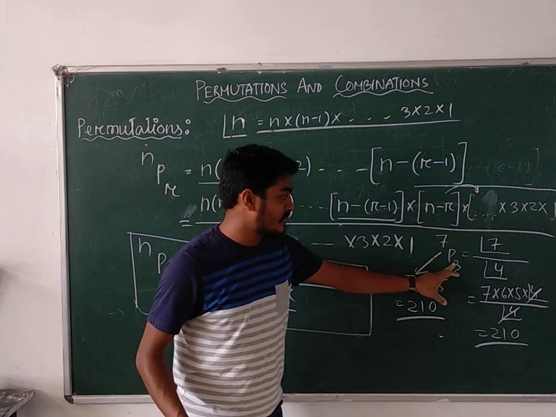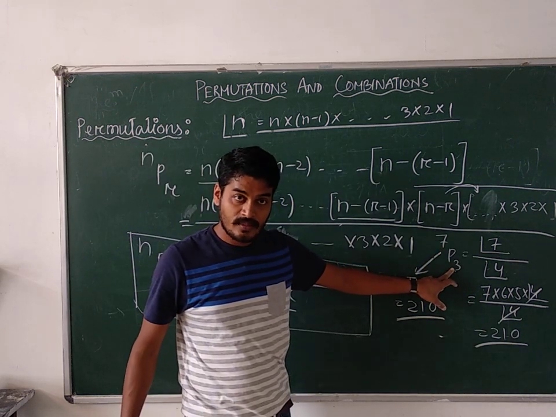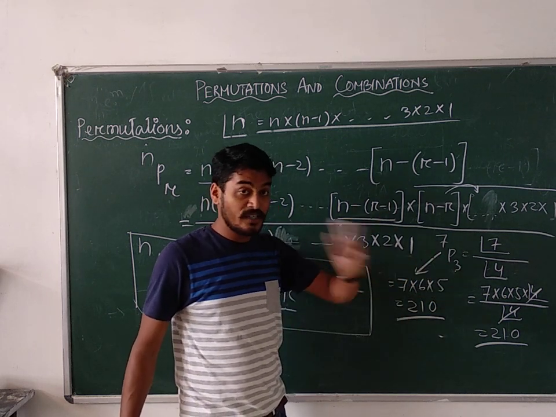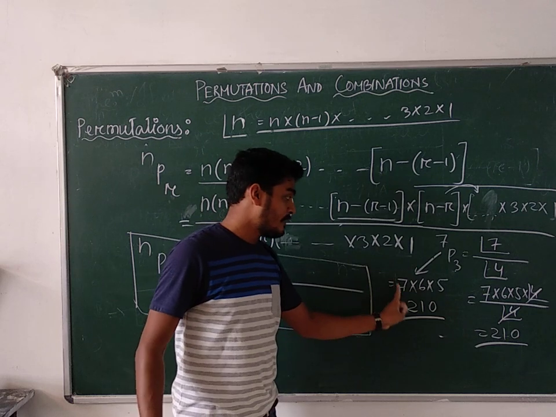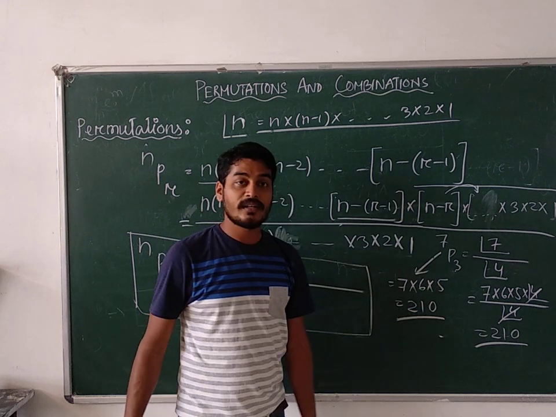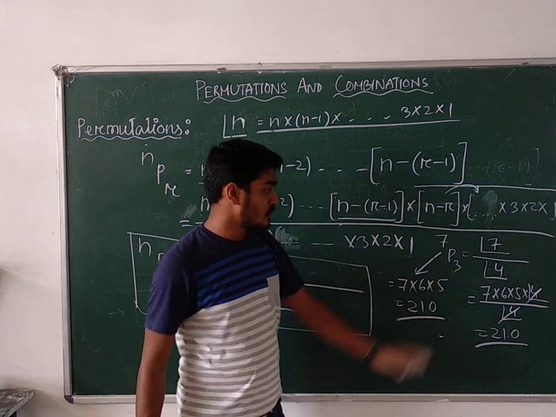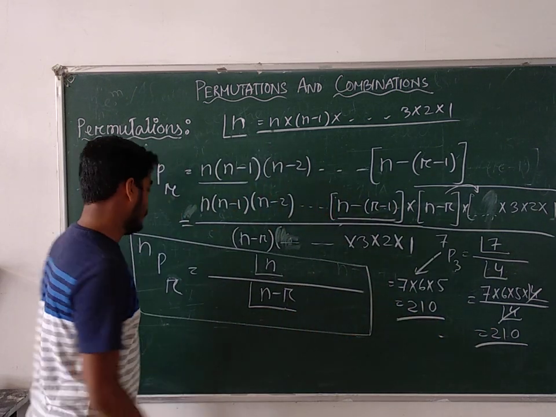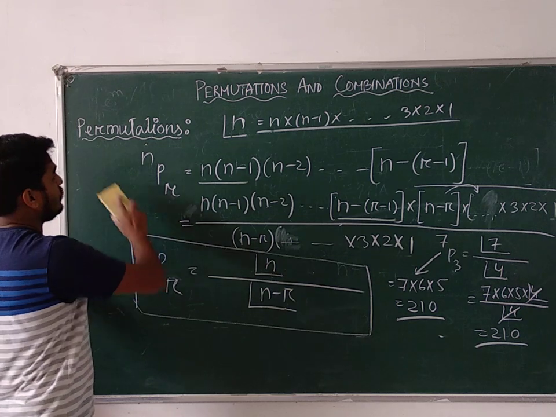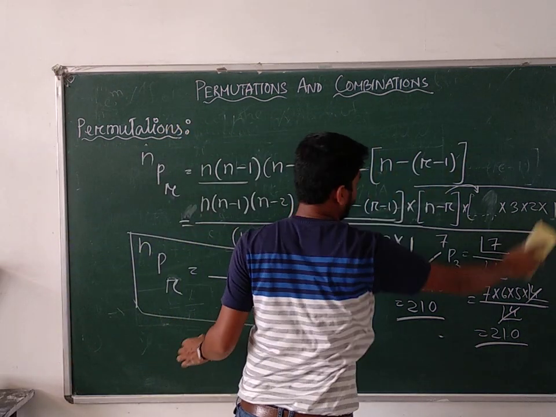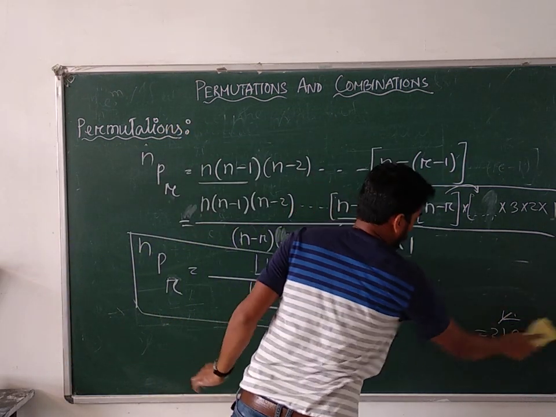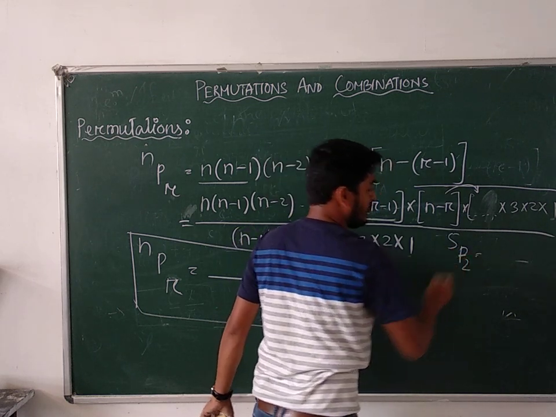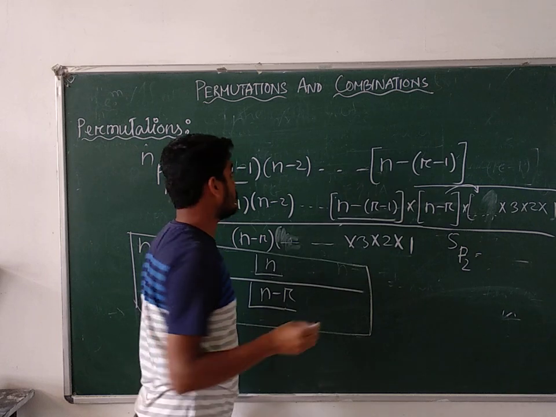7 objects, take 3 objects and arrange. That means from 7 in decreasing order, 3 terms you have to multiply: 7 into 6 into 5. That means 210. Using the formula you have got 210. Without using the formula you have got 210. Okay. So in this way we will try to write down all those expressions. So it is a very simple procedure to find out the answer. Suppose 5P2. Remember all the objects should be distinct.